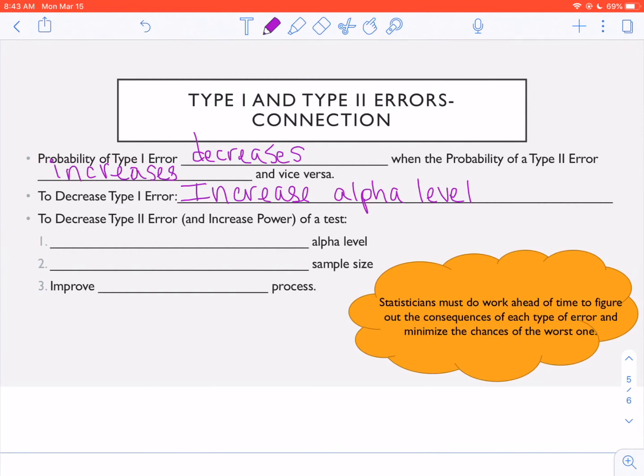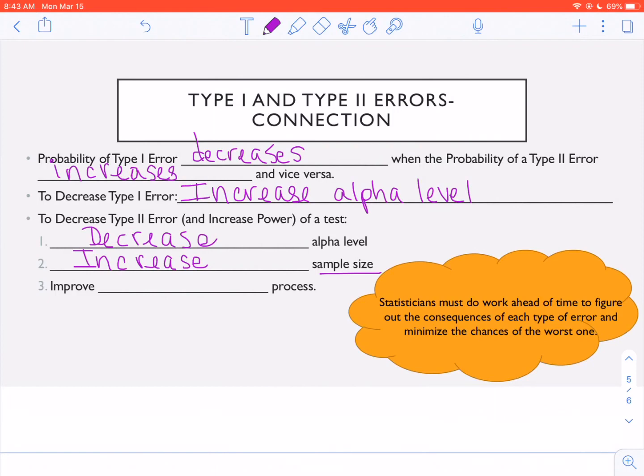To decrease a type 2 error and increase the power of a test, there are a few ways you can do it. The first way is to decrease your alpha level. The second way is to increase your sample size. Increasing the sample size is almost always a good idea. You have to watch for your independence check when you're doing that, but increasing the sample size is usually a good idea in most studies anyway. So if it's plausible to increase the sample size, you should do that.